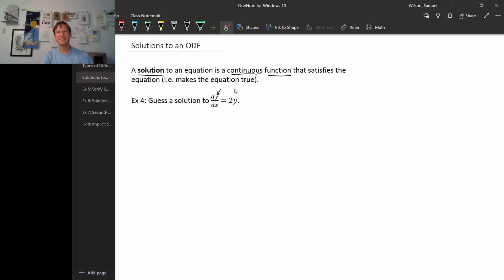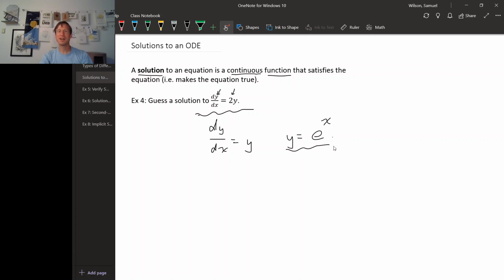Well, actually having this 2 here makes it a little harder, so maybe before we guess a solution to dy dx equals 2y, let's guess a solution just to dy dx equals y. Can you guess a solution to this equation? Can you think of a function whose derivative is equal to itself? Sure. There's a function that we're very familiar with that's equal to its own derivative, and that's e to the x.